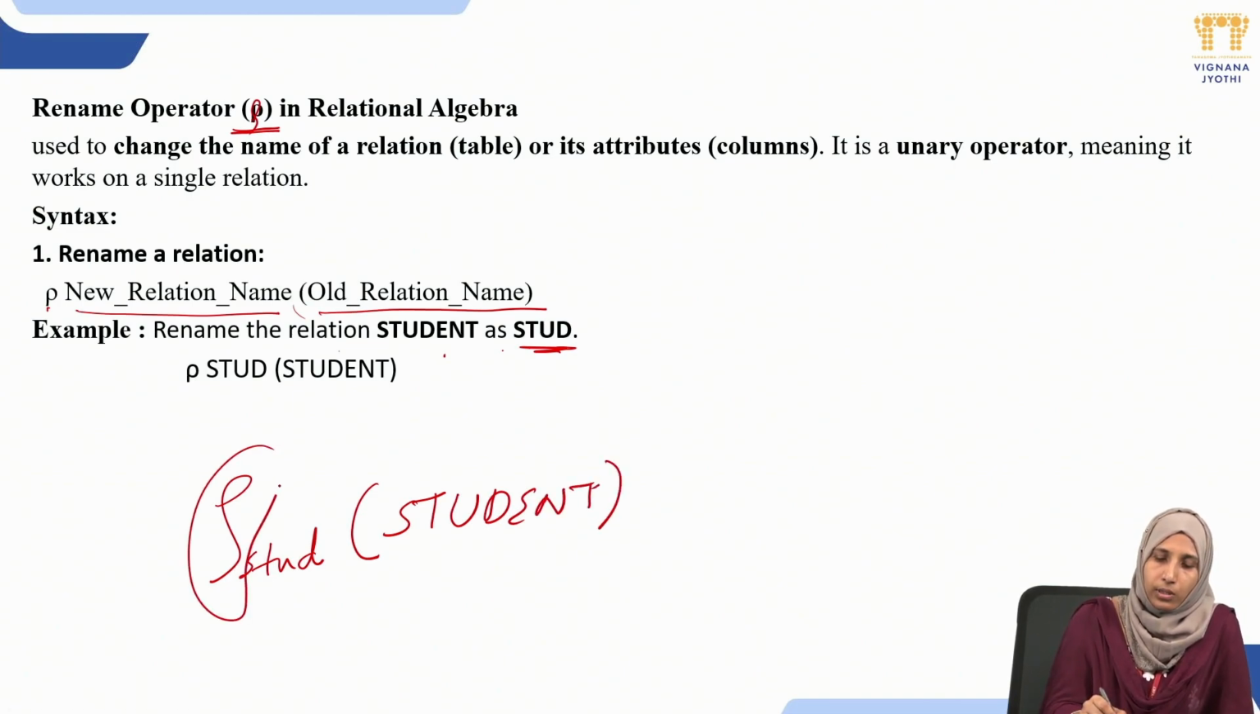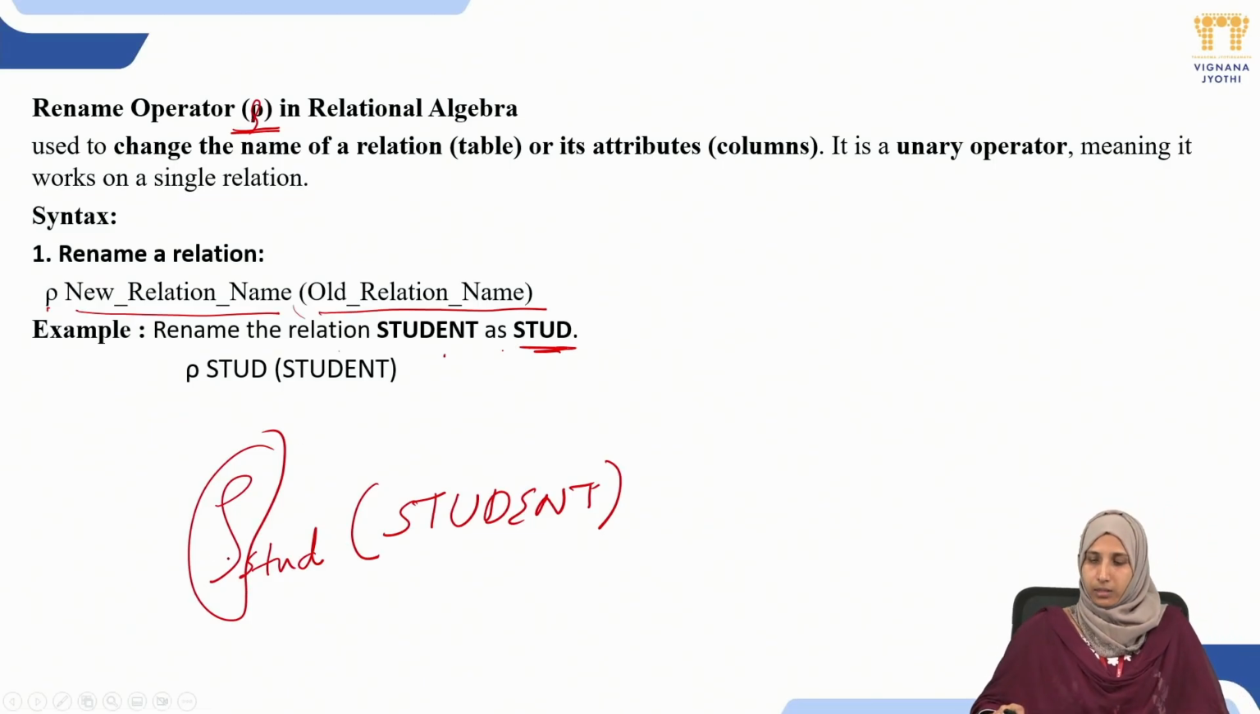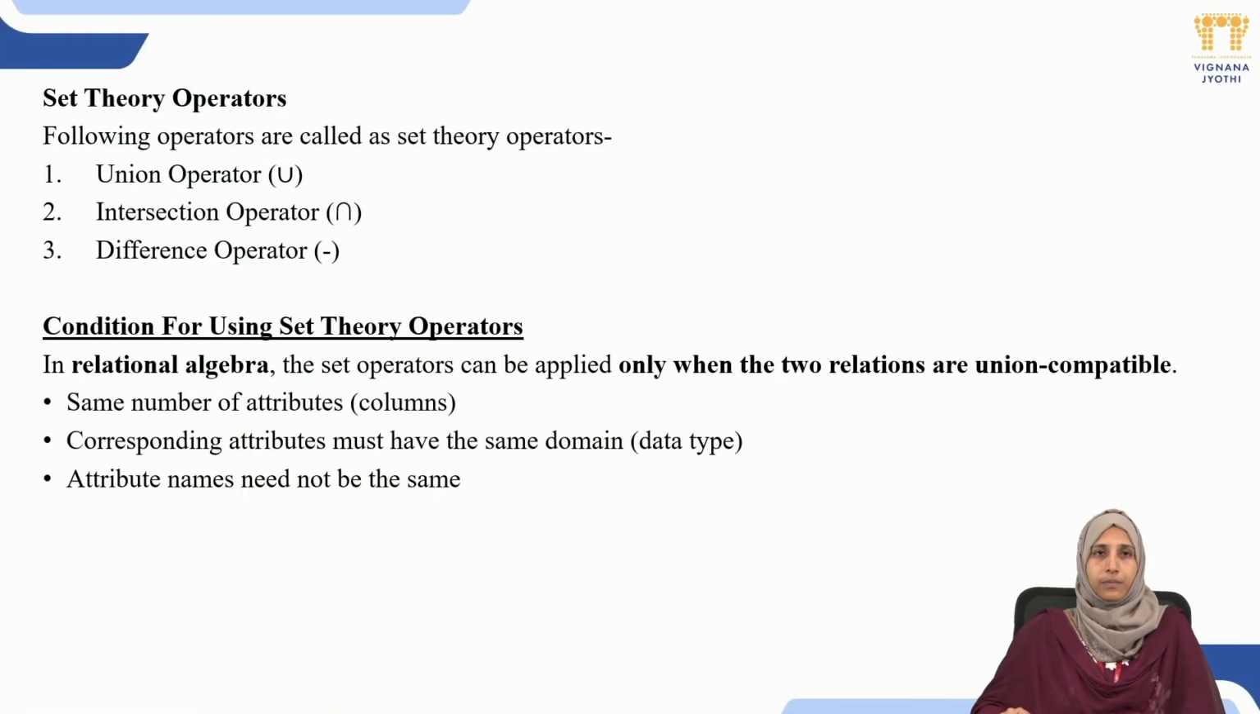This is how you are going to write. This is the symbol, you remember this. With the help of the symbol only, you are going to write. The theory part you need to remember. The symbol you have to apply while writing relational algebraic queries. This is the third operator, which comes under the category of unary operators. Now comes the binary operators. Under that, set theory operators. We have 3 types: union operator, intersection operator, and the difference operator.